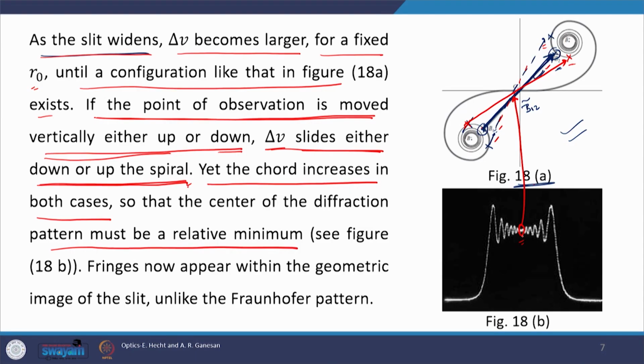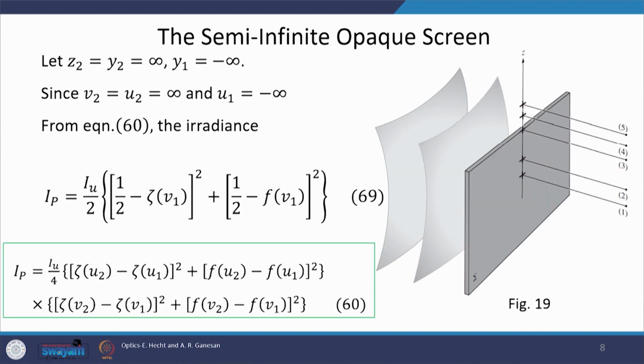Now, in this position, as I said before, as soon as you move the chord up or down, the intensity should go up, and this you see here, the intensity is going up. While going up, you see that it is again going through several maxima and minima if the chord winds up around B plus tilde or B minus tilde. Fringes now appear within the geometric shadow of the slit, unlike the Fraunhofer pattern, in this particular case only. Now, this is all about the single slit or thin slit.